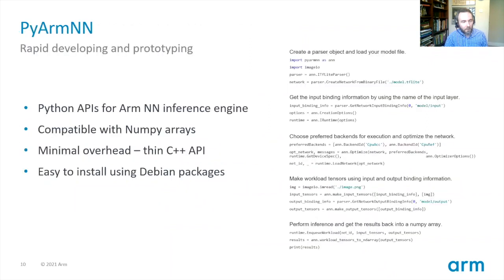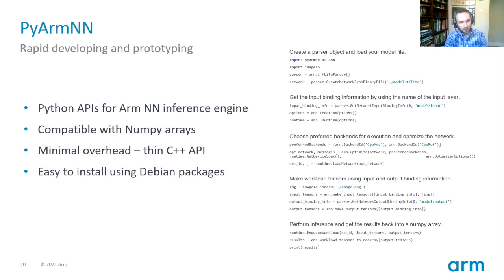Okay. Next thing I'd like to mention is PyArmNN. Again, this is addressing a pain point for Python developers out there. This really allows rapid development and prototyping. These are essentially Python APIs for the ArmNN inference engine. It's completely compatible with NumPy arrays, and there's minimal overhead. It's just a thin layer on top of the ArmNN C++ API, and all computations are done by optimized ArmNN backends. And it's easy to install. It's integrated with the ArmNN build system, and it's available as part of the ArmNN Debian packages.